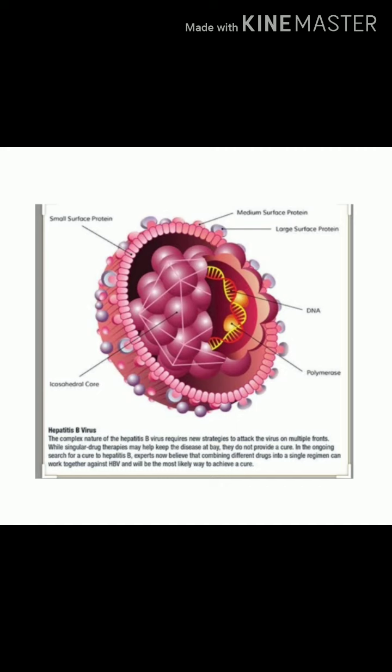Hepatitis B virus is a complex 39 nanometer double-shelled particle. The outer surface or envelope contains hepatitis B surface antigen. It encloses an inner icosahedral 27 nanometer nucleocapsid. It contains hepatitis B core antigen. Inside the core is the genome of hepatitis B virus and a DNA-dependent DNA polymerase.